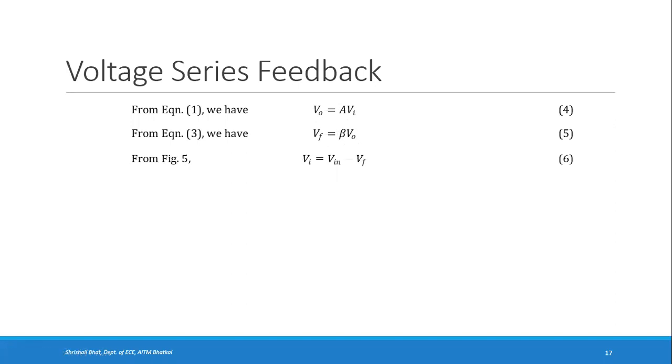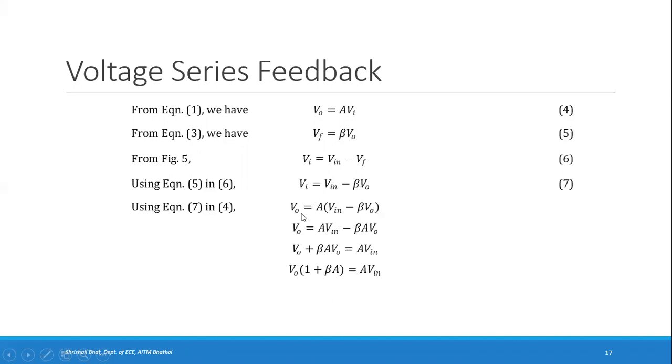From the figure, as I had told you, the input voltage to the amplifier is Vin minus Vf. Input voltage minus the feedback voltage, because it is appearing out of phase of the input voltage, right? So Vin minus Vf. If you substitute in place of Vf, beta V naught, that is using equation number 5 in equation number 6, we get Vi is equal to Vin minus, in place of Vf, I am writing beta V naught.